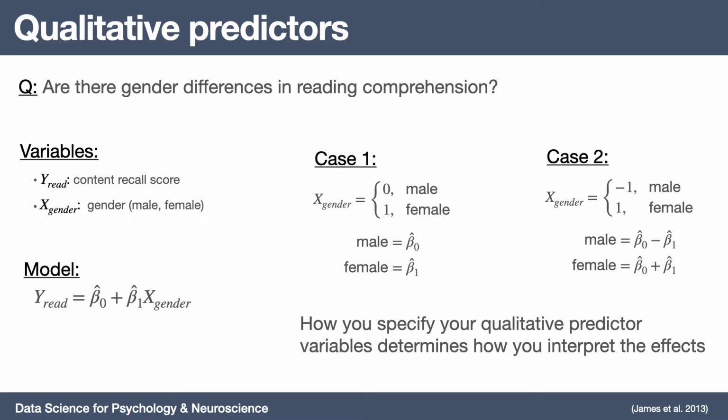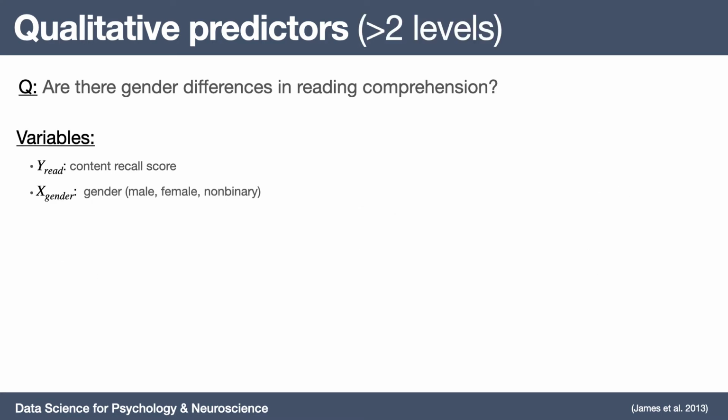Now, it's going to make sense and make your life easier to rely on this binary 0-1 coding scheme for these types of categorical variables, even in the context where you have more than 2 levels. So, for example, let's expand out the term gender to be male, female, and individuals who identify as non-binary.